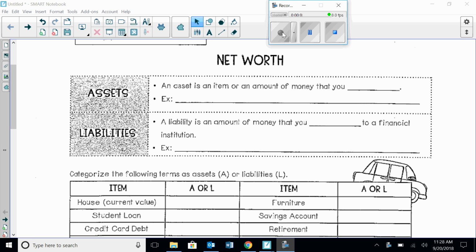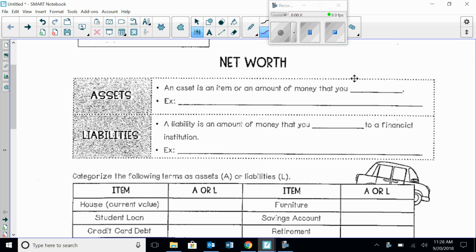Real quick, I'm going to go over the notes of how we need to do net worth. Okay, so net worth, we've got two pieces: we've got our assets and we've got our liabilities. An asset is an item or an amount of money that you own. Okay, so we are going to own it.